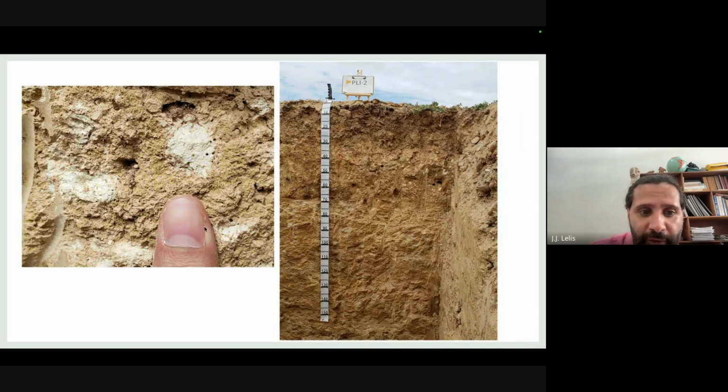You can see here my finger, and you have the same whitish spots as in the gypsic horizon. And as I told you, you can easily differentiate the calcic and the gypsic horizons, usually using acid. Just drop some acid, and if you see bubbles, if you see some reaction, great, you can register calcium carbonate, you can register a calcic horizon.